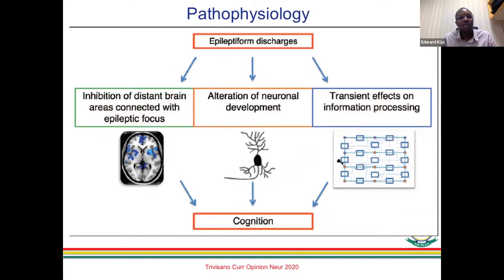Number one, the epileptiform discharges could lead to inhibition of distant brain areas which are connected to the epileptic focus, and consequent to this inhibition, this may lead into cognitive impairment. The other possibility is that the epileptiform discharges may lead to alteration in neuronal development, which could lead into defects in synaptic connectivity, and eventually impaired cognition. The third possibility is that epileptiform discharges may lead into transient effects on information processing, and eventually this may also lead into cognitive impairment.